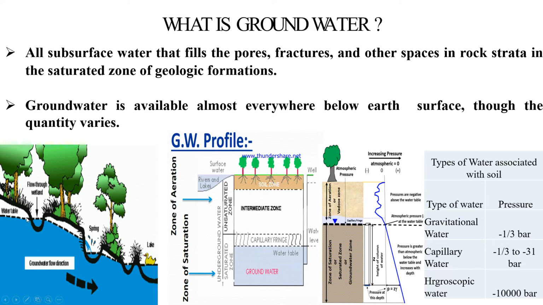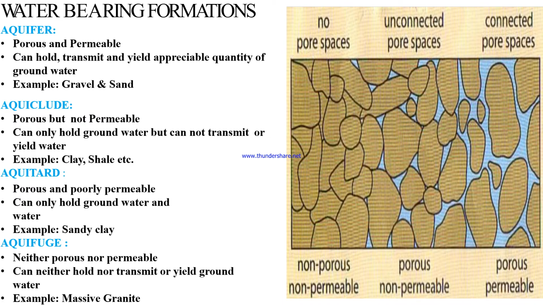From high pressure head to some low pressure head, the water is moving, the groundwater is moving. Water bearing formations: aquifer, aquiclude. These are different types of the water bearing formations you will be observing from the lithologs. From the lithologs you will have a clearer idea.